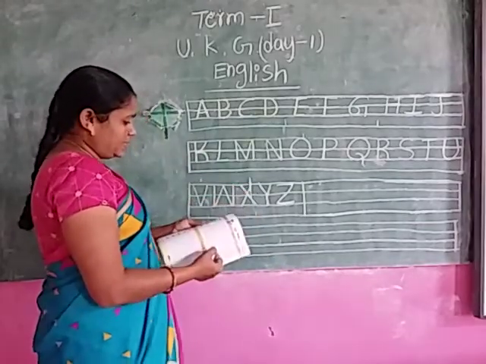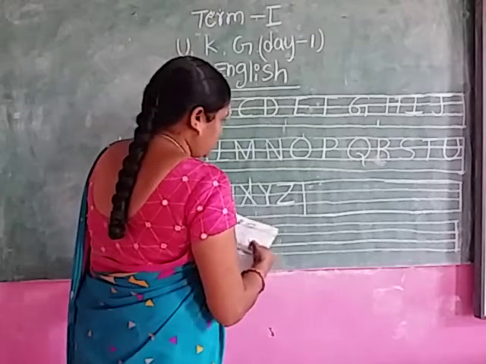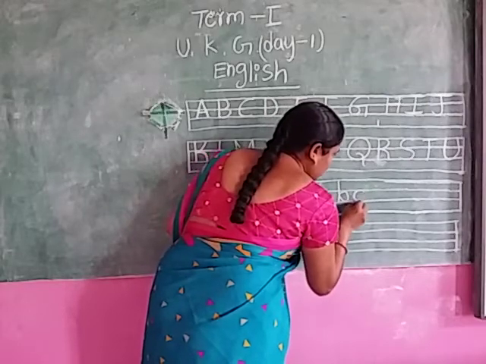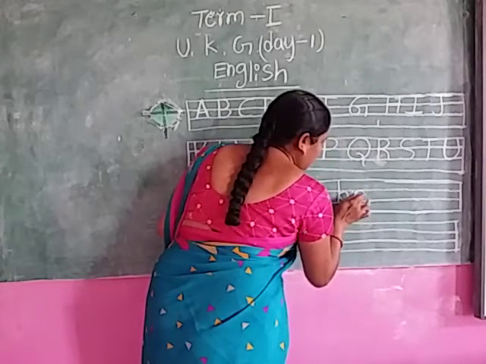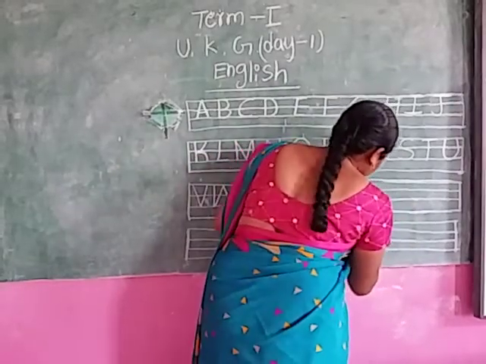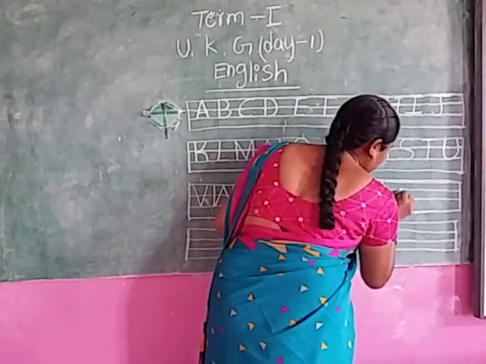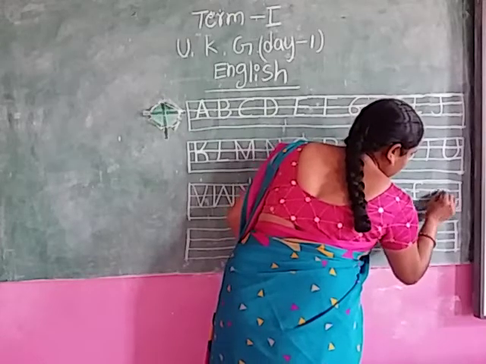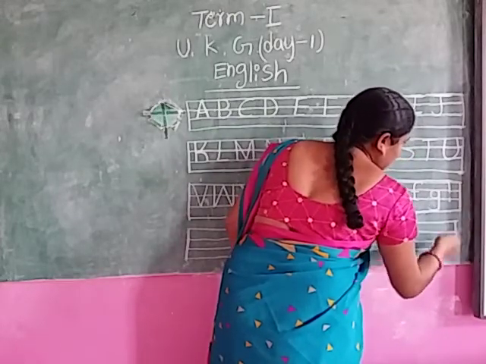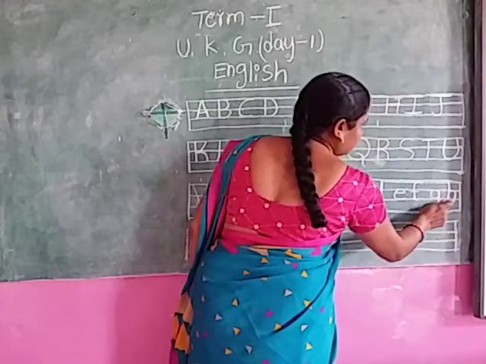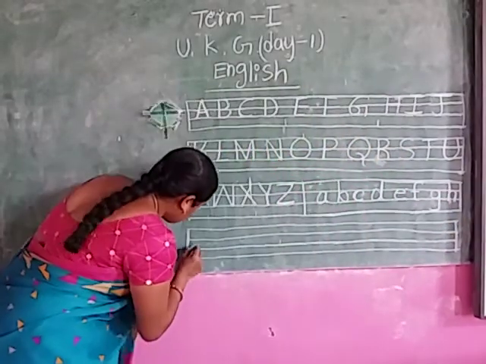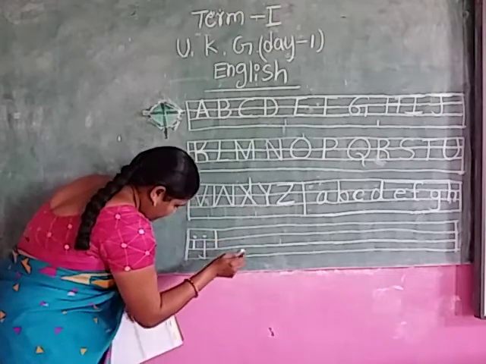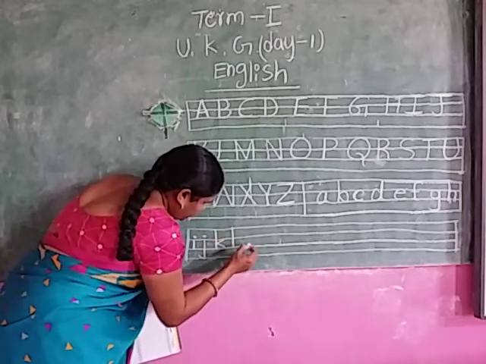Okay, next, the small letters. Small alphabets. See. a, b, c, d, e, f, g, h, i, j, k, l.